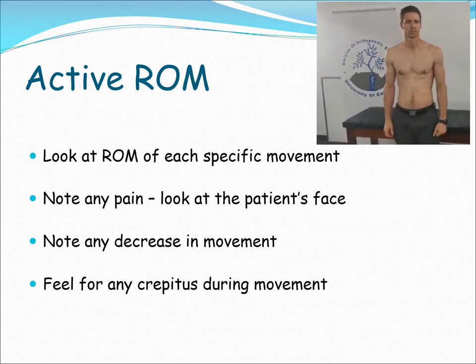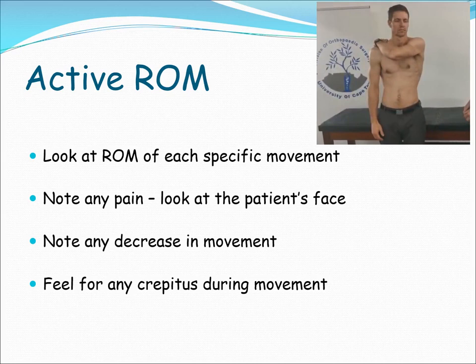While doing the range of motion, you need to look at the patient's face to see if there's any pain produced by the specific movement. You need to document any decrease in movement, which may be due to weakness, pain, or a physical block such as a tight posterior capsule or osteoarthritis. At the same time, you need to assess if there is any crepitus associated with the movement.